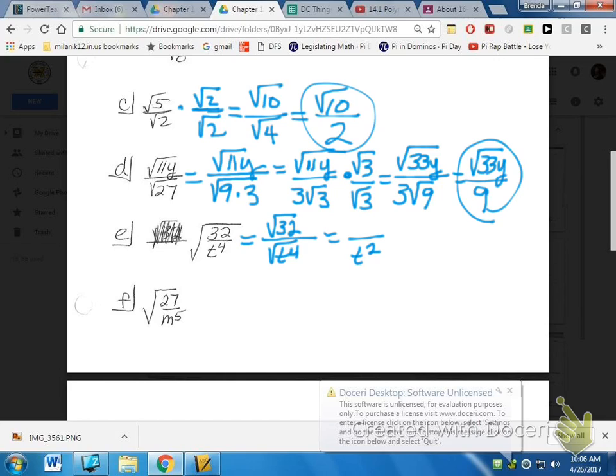Now what about that 32? Is there anything in that 32 that maybe can simplify? 4 and 8. I could do 4 and 8, but let's see if we can think of a bigger perfect square. 16 and 2 would save me a little bit of work. Now, if I did do 16 and 2, the 16 would come out as a what? 4. So 4 radical 2 over t squared, and that is it.